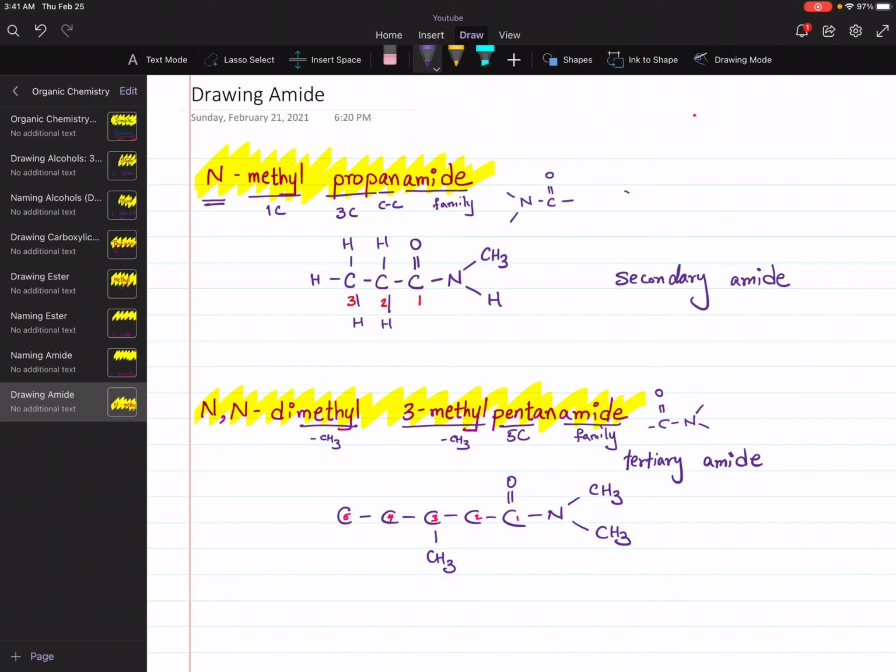The second carbon has only 2, so it requires 2 more. The third carbon has 3, so it needs 1 more. The fourth carbon has 2, so it needs 2 more. And the fifth carbon has only 1 bond, so it needs 3 more hydrogens. And that would be the structural diagram for N,N-dimethyl 3-methyl pentanamide.